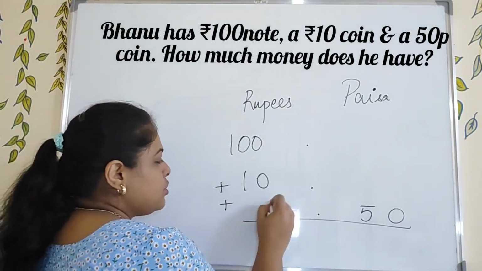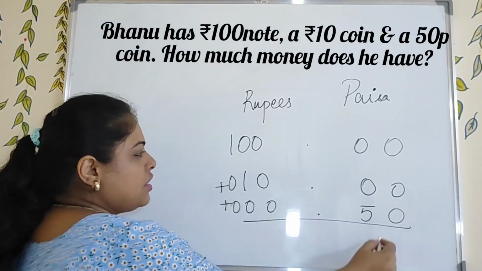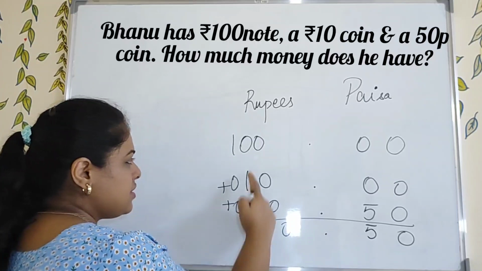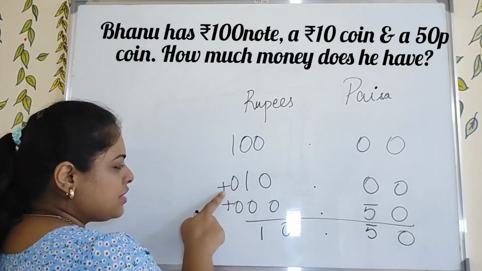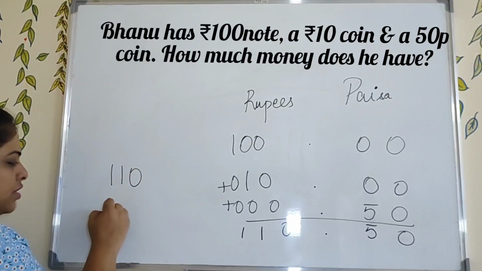So when we add, let's put 0 wherever it is necessary. Here this 5 is 5. 0 plus 0 plus 0 is 0. Let's retain the point as it is. 0 plus 1 plus 0 is 1. 1 plus 0 plus 0 is 1. So we say 110 rupees 50 paisa.